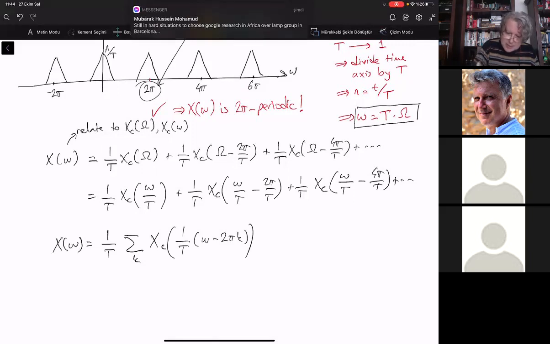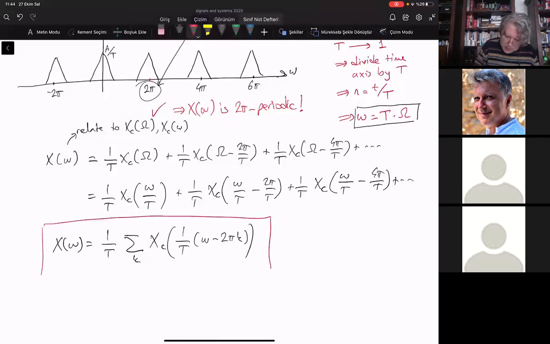Yes, so this is the formula that we have that relates the Fourier transform of the discrete time sample signal x of n to the Fourier transform of the continuous time signal x sub c of t, which is x sub c of omega. If you write it in uppercase omega, it will be 2 lines up. If you write everything in terms of lowercase omega, this will be the sampling.